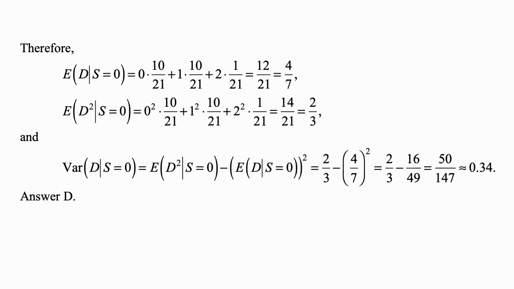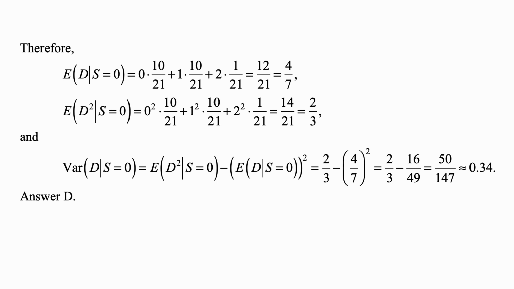So we calculate the mean to be 0 times 10 over 21 plus 1 times 10 over 21 plus 2 times 1 over 21, and that's equal to 12 over 21, or 4 over 7, dividing top and bottom by 3. And then what's the second moment, E of D squared, given that S is 0? That's 0 squared times 10 over 21 plus 1 squared times 10 over 21 plus 2 squared times 1 over 21, and that's 14 over 21, which is the same as 2/3 by dividing the top and bottom by 7.